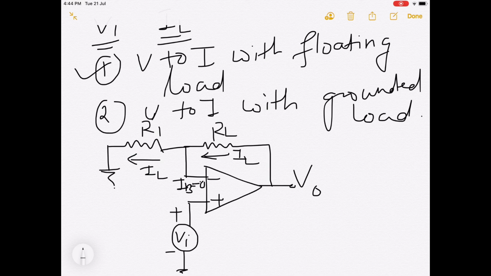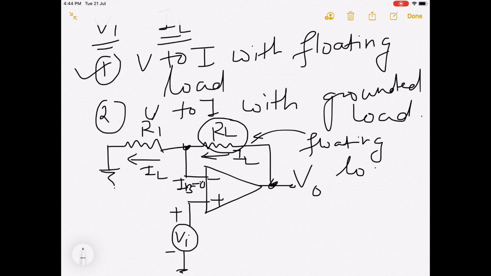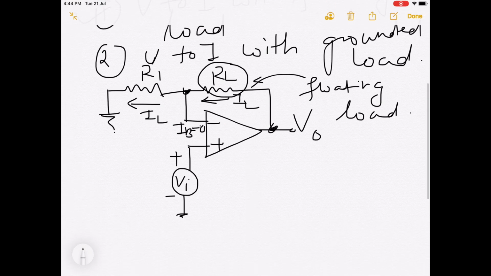Floating load means what? This RL is the load which is not connected to ground. Neither this terminal nor this terminal is connected to ground. That is why it is known as floating load. Now, how does this circuit convert voltage to current? The voltage is directly proportional to the load current.